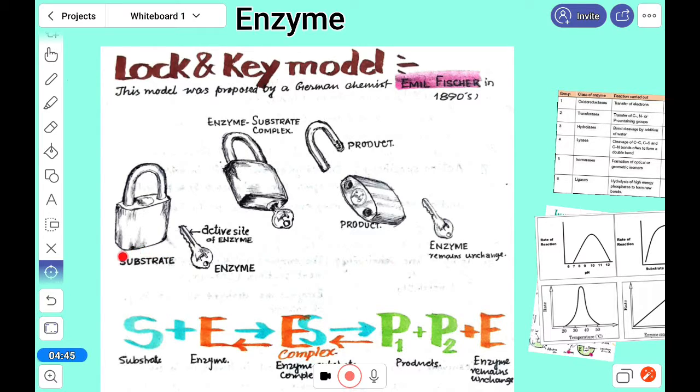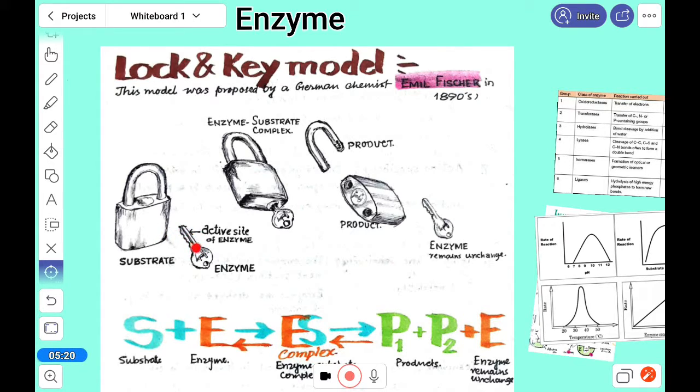Let's see. Here is a substrate, which is the lock. The key is the enzyme. Here is the active site of the enzyme. The active site of the enzyme is very specific, and the enzyme is also very specific to the substrate. So in lock and key also, for every lock the key is specific. So there is a huge similarity here.